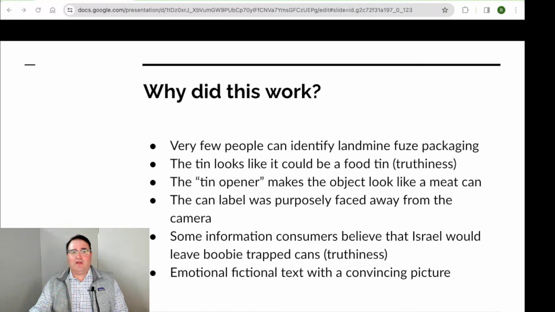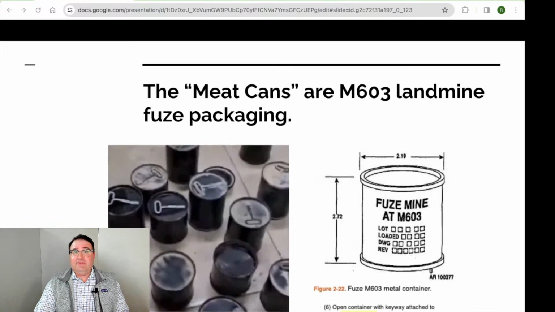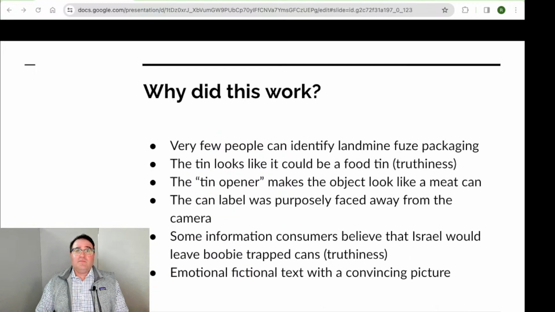So why did this work? Well, very few people can identify landmine fuse packaging. Unless you've handled live landmines, you probably don't know what one of these fuses looks like. The tin looks like it could be food. I mean, there's definitely truthiness there. Look at the pop-top can there. Look at the key that can open up the can. That definitely looks like a food can.